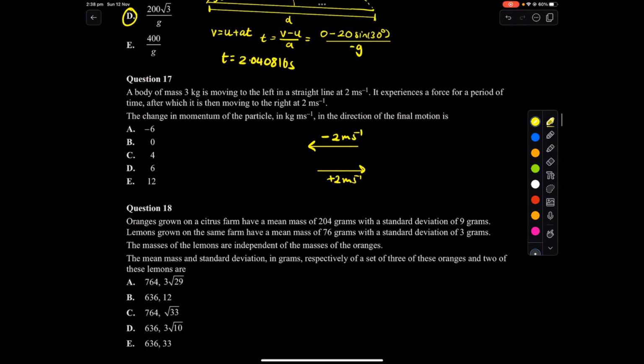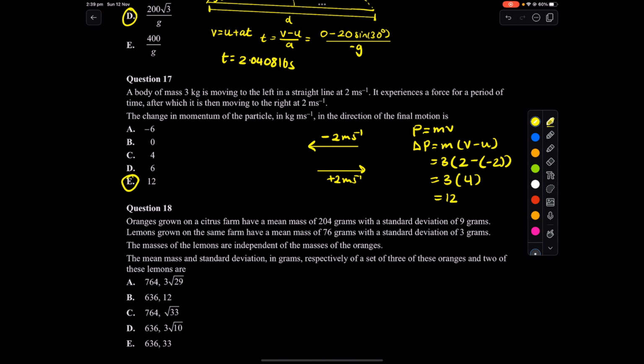So, okay, we know that momentum is P equals mass times velocity, but we want the change in momentum, which is the impulse. So the change in momentum is just your mass times your final velocity minus your initial velocity. Our mass in this case is 3. Our final velocity is 2 minus your initial velocity, which was negative 2. So it's 3 times 4, 8, 12. So it'll be 12. So choose E as your answer.